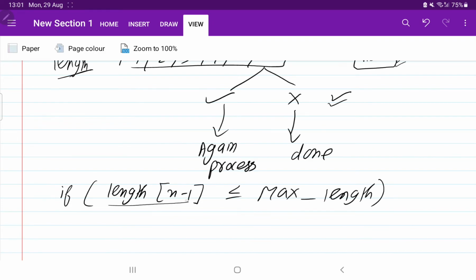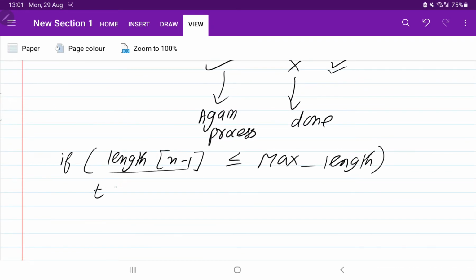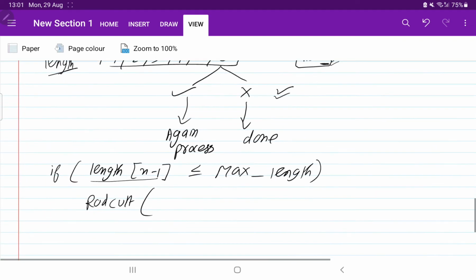So here, if this 6 is less than 8, okay, so you have two choices. What are the choices? Sorry, we were writing the recursive solution. So in recursive solution, what we are going to do, we are going to call the function. Suppose this is the rod cutting function. So what we are going to do, either we are going to take it or we are going to leave it. So first of all, I am going to write the code for leave it.